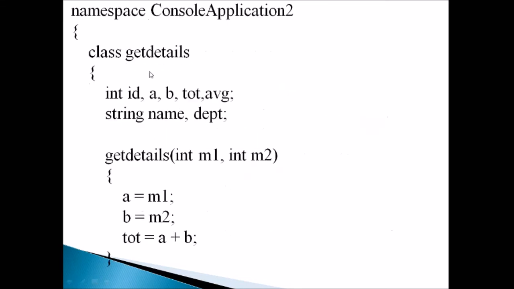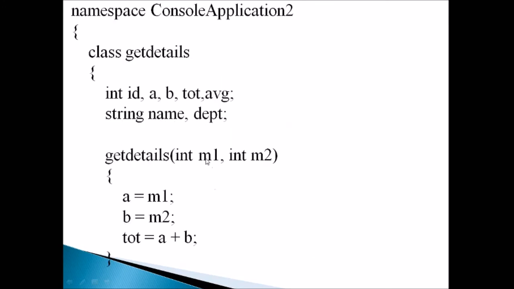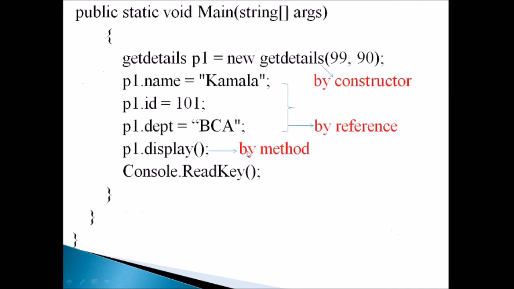So here the constructor part is getDetails int m1, int m2. Here we have given the values 99 and 90. Those two values will be assigned to the variables m1 and m2. So 99 will be assigned to the variable a, 90 will be assigned to the variable b, and these two values will be added and the answer will be in total. After executing this part, control will move to the next statement. Here the statement is called object initialization by constructor. Here the object is initialized by the constructor.